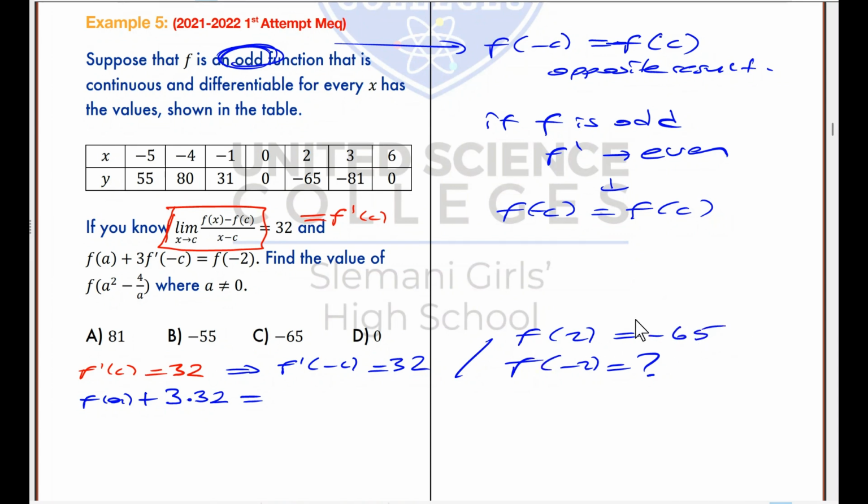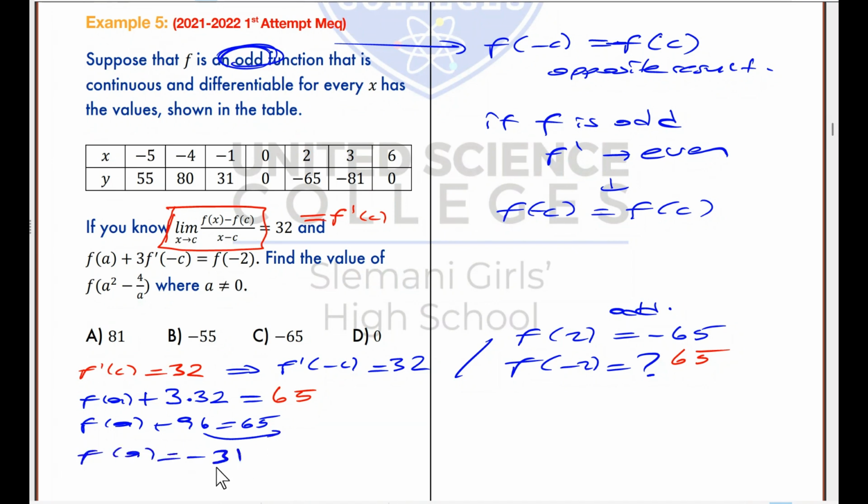If f of 2 is negative 65 and the function is odd, when I change the sign of x, I will also change the sign of y. F of minus 2 should be equal to 65, right? I take the opposite answer. So this is 65. Now, I see I have f of a plus 3 by 32, 96 equals 65. So move 96 to the other side. F of a is equal to negative 31.